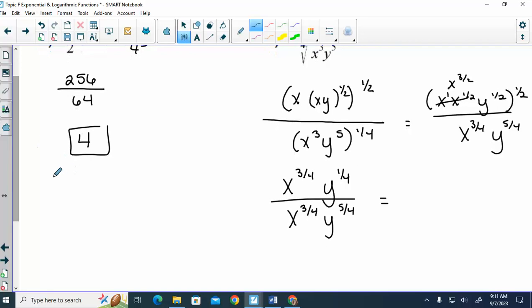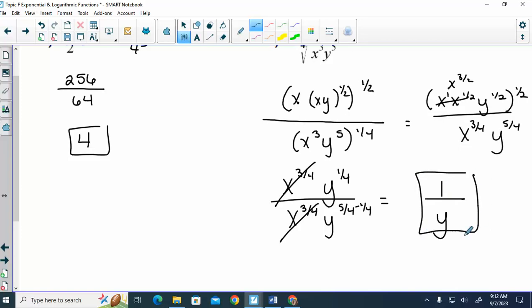What do you notice about the x's now? These are the same, so they would cancel out. Y's, do we have more on the top or bottom? Bottom, so it will end on the bottom. So you subtract these exponents, so 5/4 minus 1/4. 4/4, which is 1. So we just get 1/y. So when you have those radicals, it might be useful to write them with fraction exponents, and then you can use all of your exponent rules.